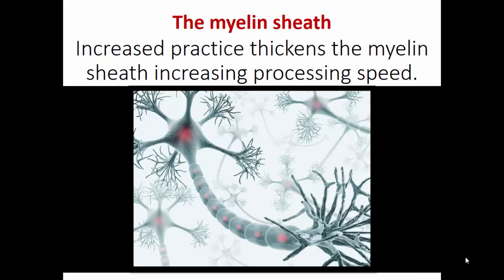The thickness of the myelin sheath is correlated with ability. Increased practice and training can increase the thickness of the myelin sheath and the corresponding neural pathway. The increased thickness of myelin acts as a better insulator, which results in increased strength and speed of electrical signals.